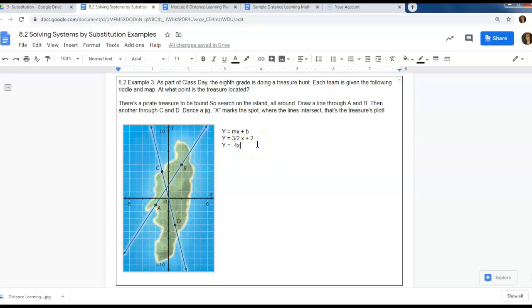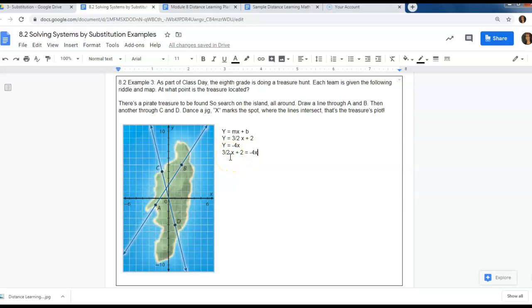Now I'm doing substitution. This one is perfect because the y is already by itself. So what I'm going to do is replace this y with what this y is equal to, 3/2 x plus 2. So right here underneath, instead of this y, I'm going to put 3/2 x plus 2 equals -4x. I replace this y and I put 3/2 x plus 2.